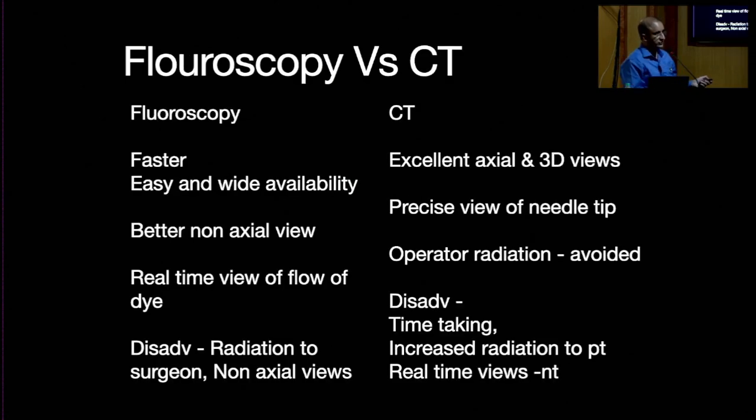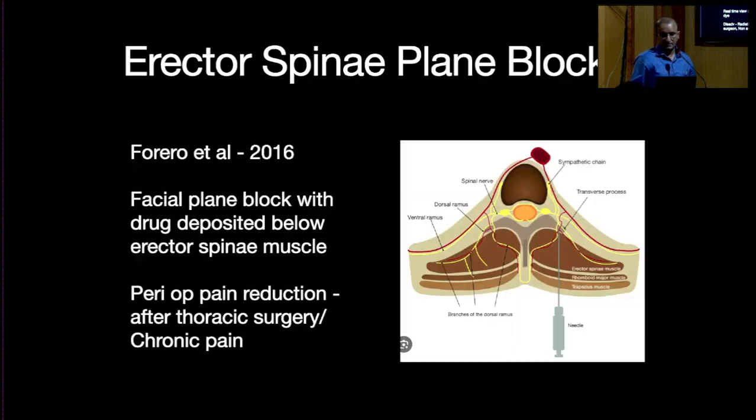Now let us compare fluoroscopy versus CT scan. Fluoroscopy is faster, widely available, easy to use, with better non-axial views and a real-time view of the flow of dye. The disadvantage is radiation to the surgeon and obviously non-axial views. Whereas in CT, you have excellent axial views and 3D views, a precise view of where exactly your needle tip is, and operator radiation is avoided. However, the disadvantages are that it is time-consuming, has increased radiation to the patient, and real-time views are absent, so every time you tend to come out.